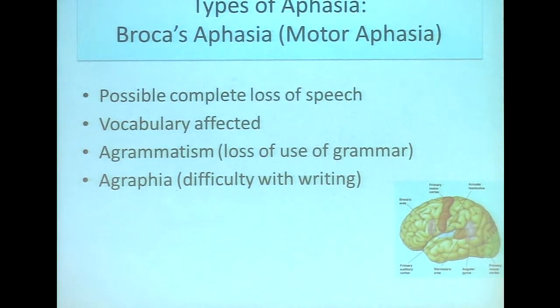So I think we all know about Broca's aphasia, also sometimes referred to as motor aphasia, which could mean that somebody has complete loss of speech, or that they have some difficulty with speech. Sometimes it can be very subtle, for example, that their vocabulary is affected, and that's the only thing that's affected. They can also have agrammatism, which is loss of grammar, so they would be able to say words, but not have those fillers that make up a sentence. And they might have agraphia, which is not being able to write.